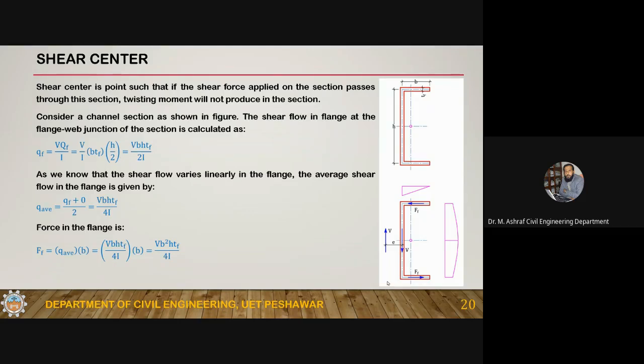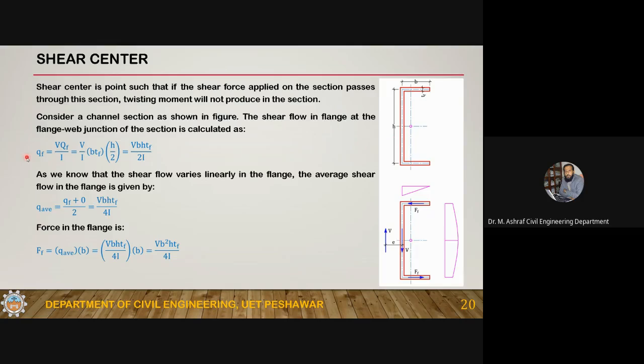Now, what is the source of that twisting? Let's talk about this. For that, consider a channel section. This is a C channel section. In this channel section, the depth is H, the width of the flange is B, and the thickness of the flange is TF. And the moment of inertia of this channel section is I.